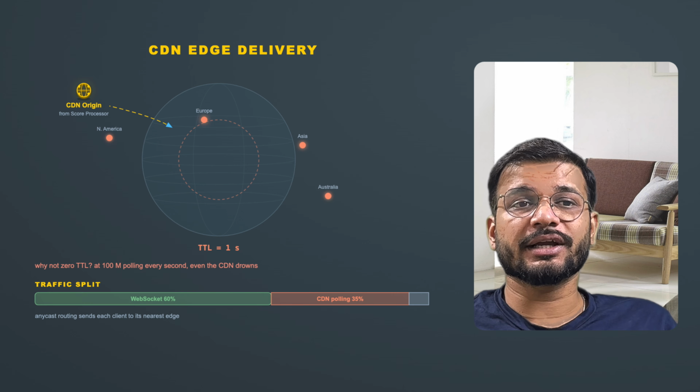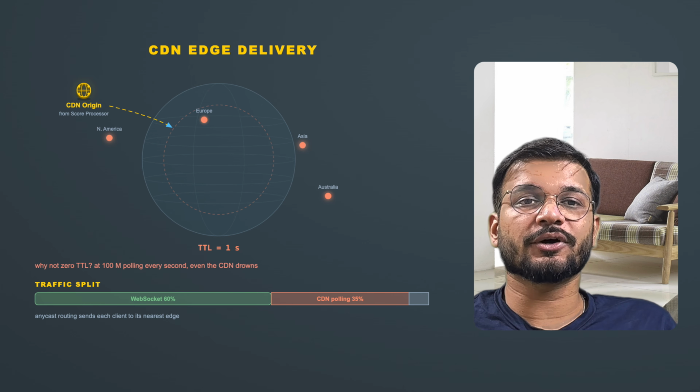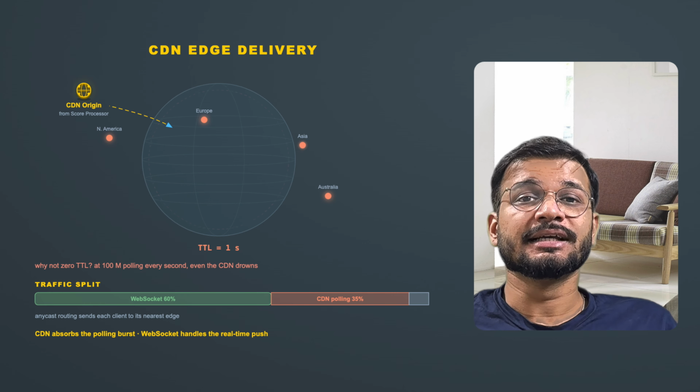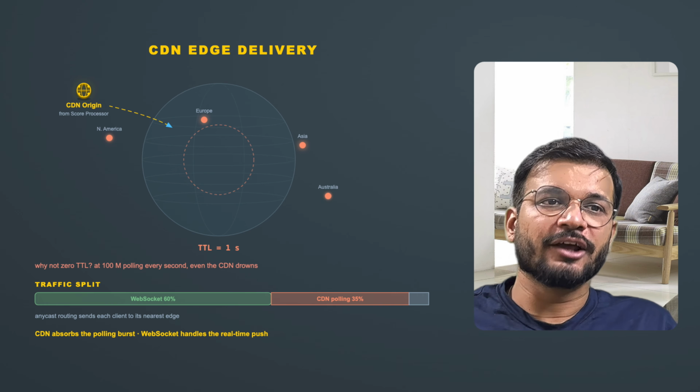During a six or a wicket, there is a traffic spike on both the WebSocket path and the CDN polling path. CDN absorbs the polling burst. WebSocket gateway handles the real-time push over here.